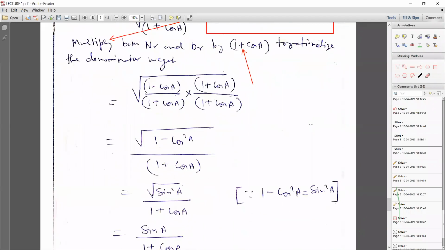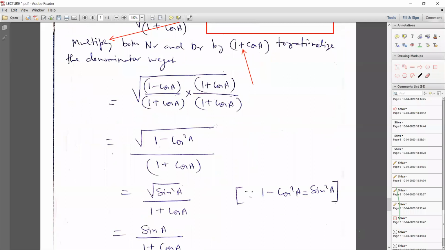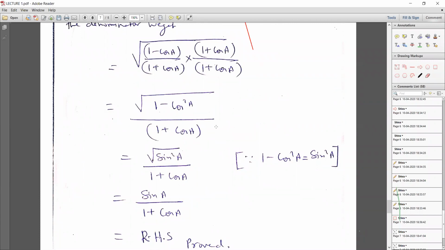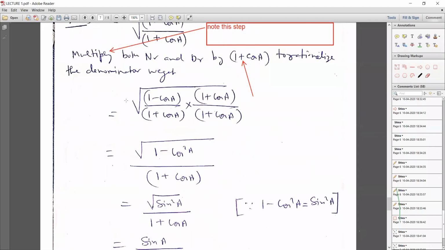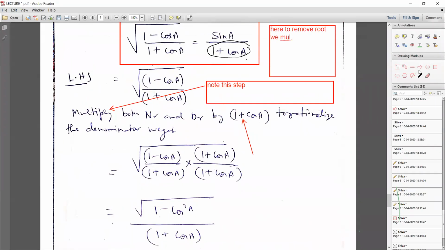Now after reaching this step, 1 minus cos A into 1 plus cos A will take the shape of 1 minus cos square A, and 1 plus cos A into 1 plus cos A will form 1 plus cos A whole square, and now it will come out of the square root sign. So it will become only 1 plus cos A, because the square root sign I have kept over 1 minus cos square A, that is the numerator.